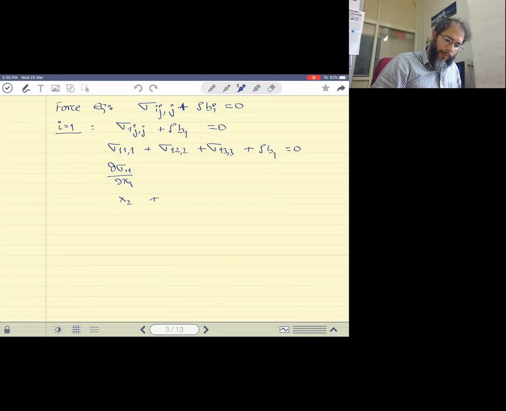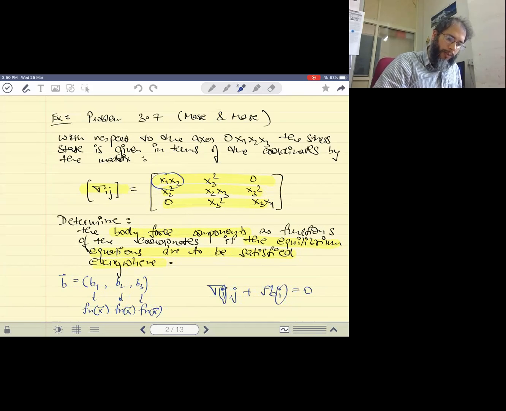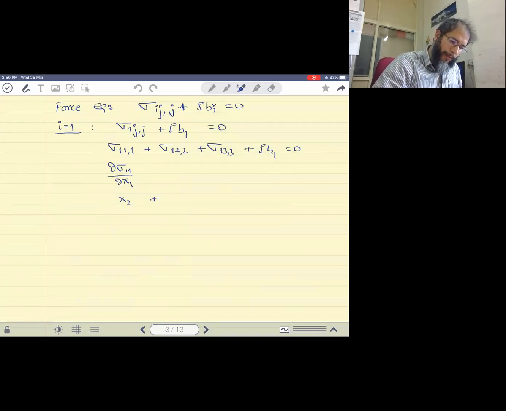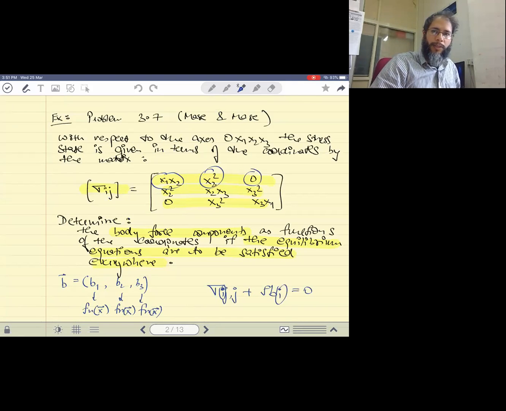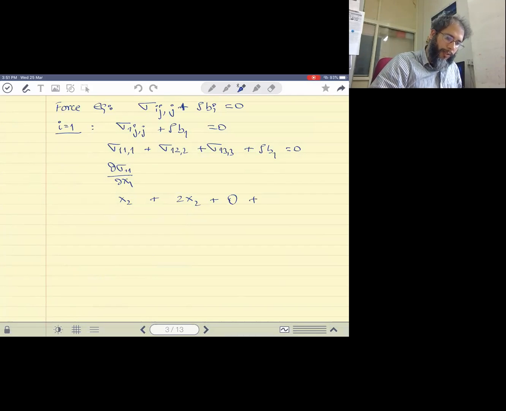Similarly, sigma 1,2 comma 2. Now sigma 1,2 is nothing but x2 square. You would want to take the partial derivative of this with respect to x2. So this becomes twice of x2. And then sigma 1,3 comma 3. So sigma 1,3 was nothing but 0. The third term here is 0. So that means the third term here is 0 plus rho b1 equals 0. So from here I can write my b1 as minus 3x2 by rho.